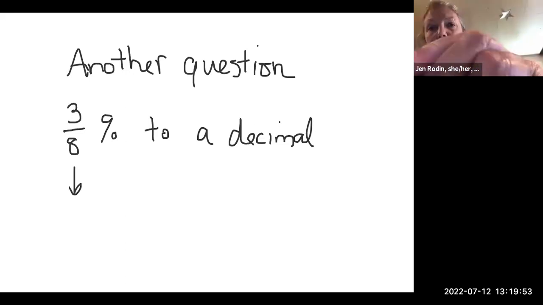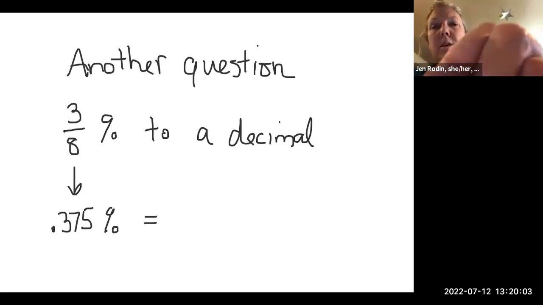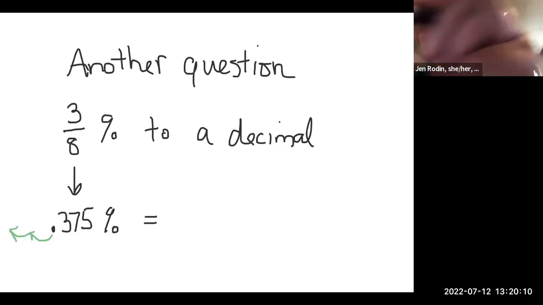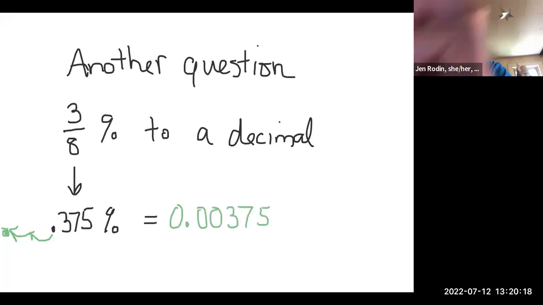So 3/8 changes to 0.375%. And now if we're taking the percent sign off, we go that way. 2 places to the left. 0.00375. That was a really good one too. Let's practice another one like that.